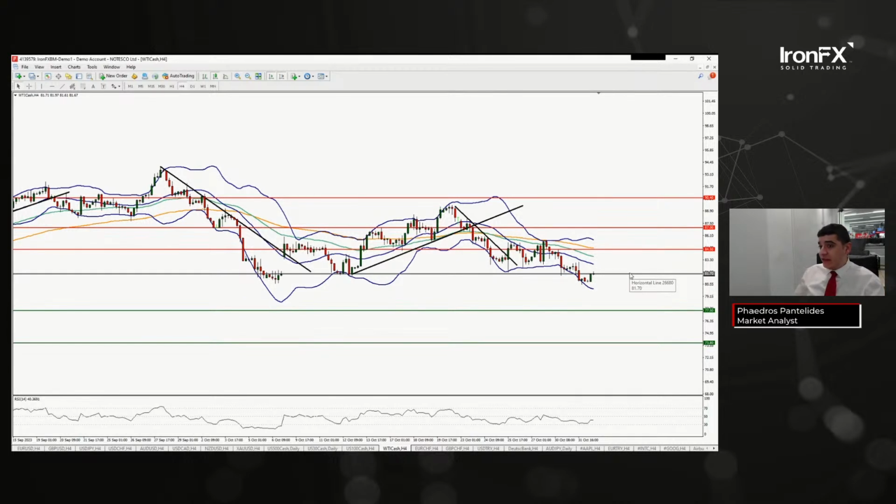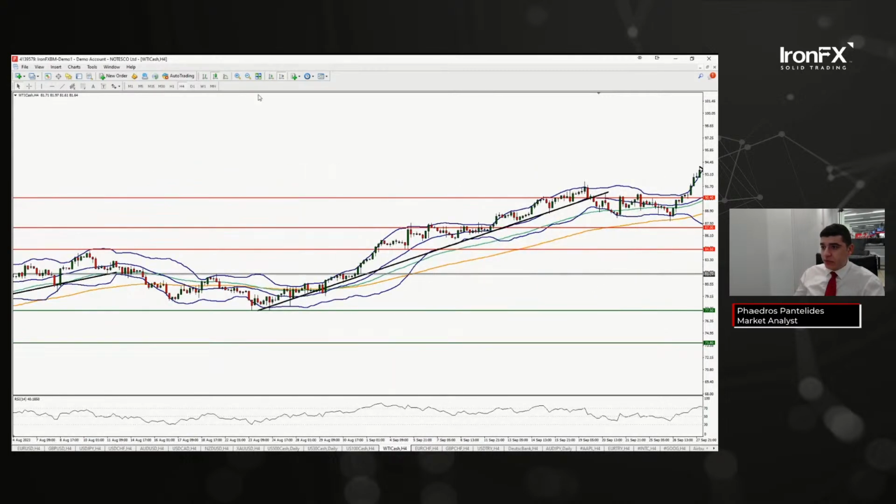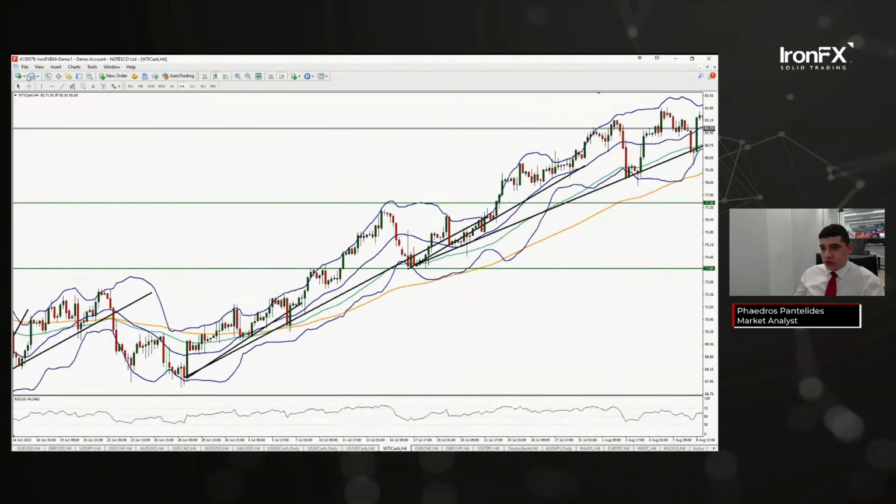It depends on where the 4-hour candle will close. If it closes below, this is resistance. If it closes above, this is support. So only time will tell. In the event that it closes below the 81.70 figure, we're going to be placing a potential S3, as this would become S1 and then S2.